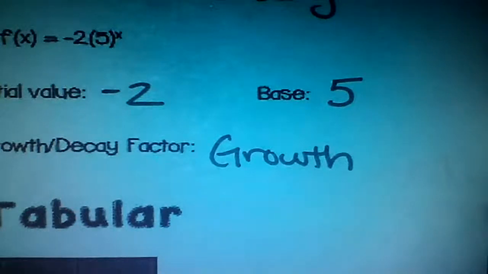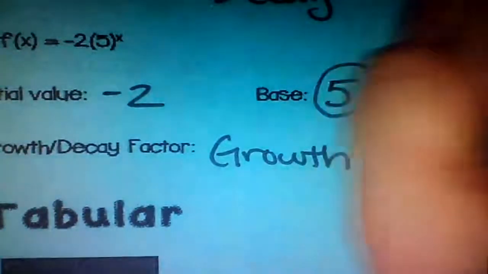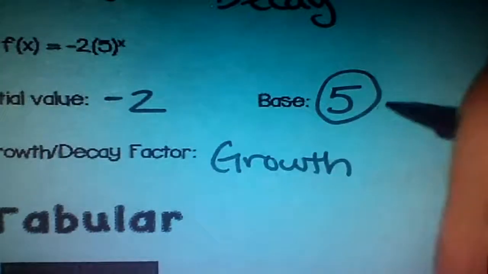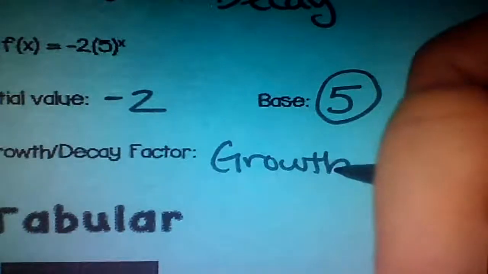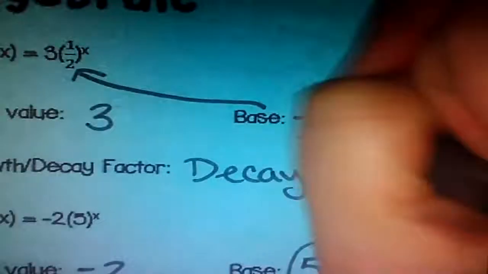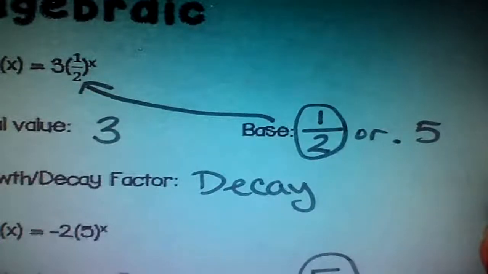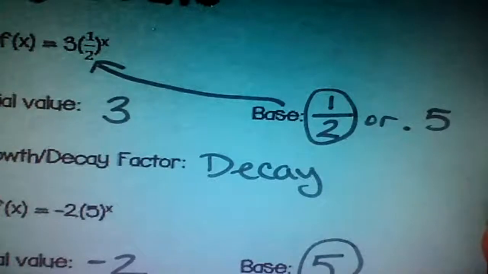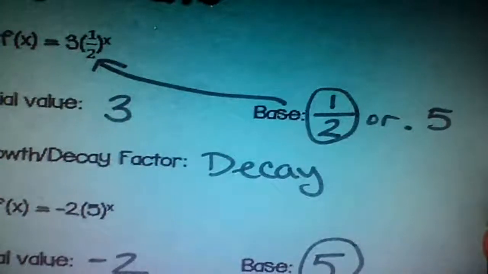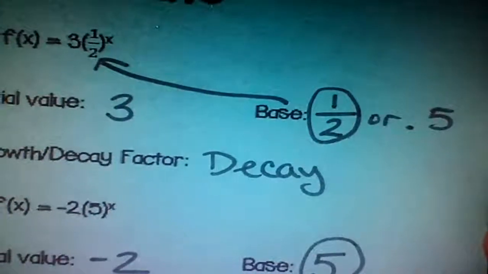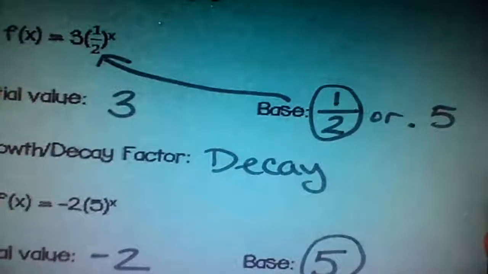Does your initial value always increase? No, you're basically looking at the base to tell whether it's growth or not. Because this number is bigger than 1, that tells you it's growth. Because this number is less than 1, it's decay. So your base is telling you what's happening. If your base is more than 1, it's always growth. Even if it's like 1.1, it's still bigger than 1.